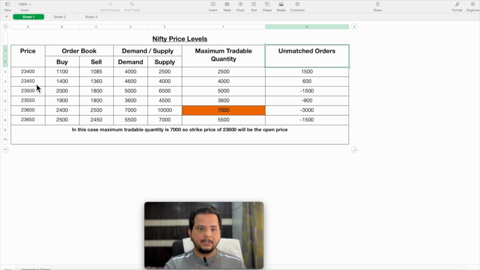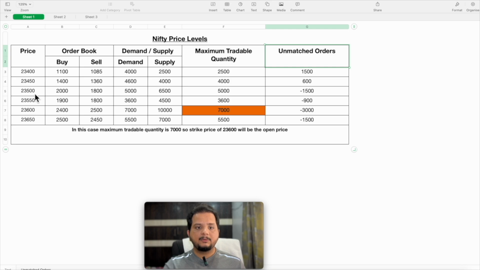The same way, at 23,450, it has 1400 buy orders and 1360 sell orders, and here the demand is 4600 and supply is 4000. It means supply is short by 600 and demand is more by 600. What in turn happens? 600 will be the unmatched orders. 4000 demand is matched with the 4000 supply. 600 is the unmatched order.